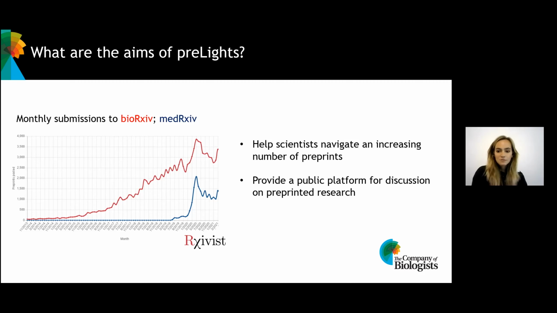The other main objective of preLights was to help facilitate public commenting and discussion around preprints. Although we see Twitter being used for informal discussion on new work, this is relatively transient. By raising questions to the authors of new preprints and posting their replies directly on the preLights posts, we can engage authors in discussion of their work separately from the formal peer review process and before it is published in a journal.